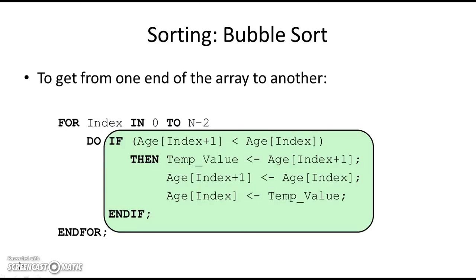If we want to go from the start to the end of the array in pairs, we note that the array goes from 0 to n minus 1. So the loop goes from 0 to n minus 2, because that'll compare 0 to 1, 1 to 2, 2 to 3, so on up to n minus 3 to n minus 2, and then n minus 2 to n minus 1. So it'll compare all the elements to each other, because index will go and compare n minus 1 to n minus 2. That's index to index plus 1.